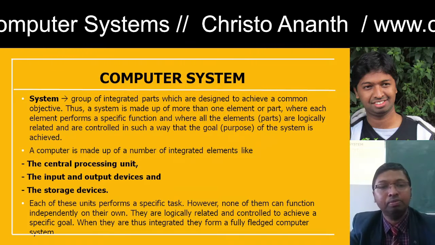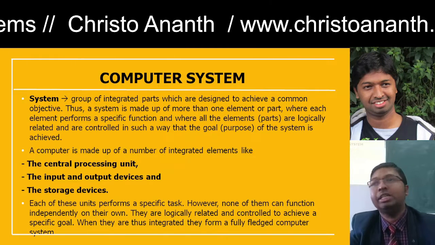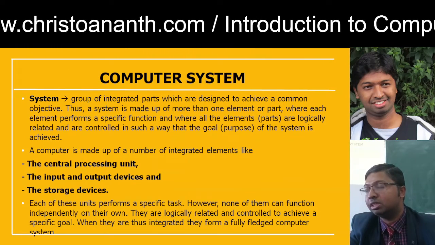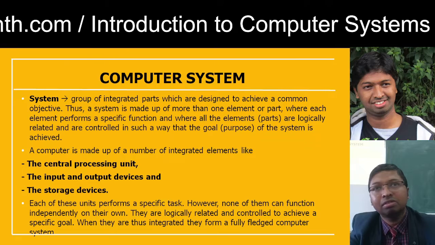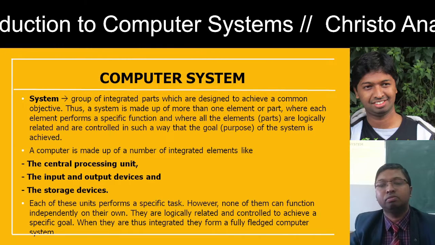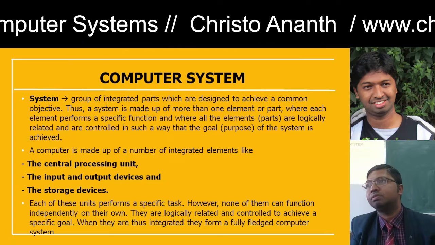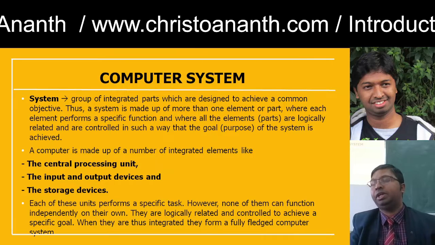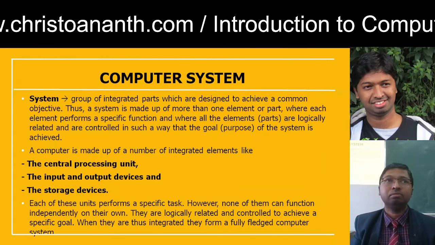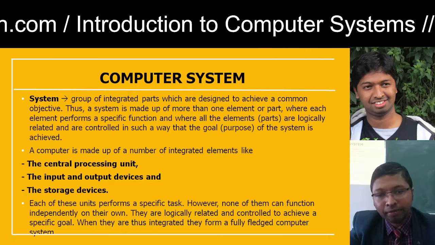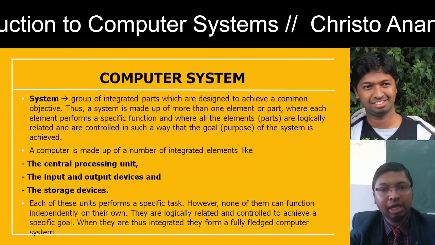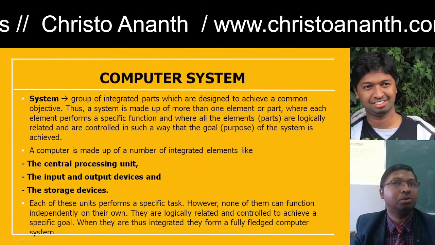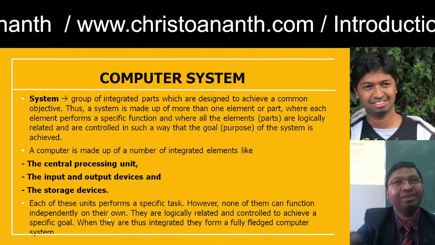In a computer, we have three main parts. One is the CPU, the central processing unit. Second, input as well as output devices. What is an input device? Mouse, keyboard. Output device? Monitor, printout, scanner. Every unit performs a specific task, and underline this one: none of them can function independently on their own. You have to tell it to do this and it will do it.